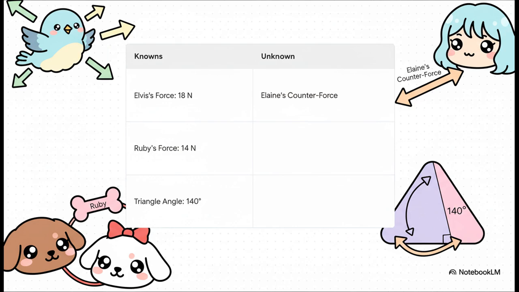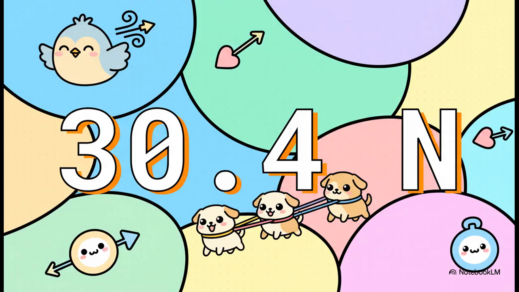Elvis is pulling with a force of 18 newtons, Ruby's pulling with 14. When we draw our little tail-to-head diagram, the angle inside our vector triangle works out to be 140 degrees. Now, all we have to do is plug those 3 numbers into the law of cosines. And what we find is that the dogs are pulling away with a combined resultant force of 30.4 newtons. So, for Elaine to keep them from running off, she has to apply that exact same force in the exact opposite direction. She literally has to become the equal and opposite vector.